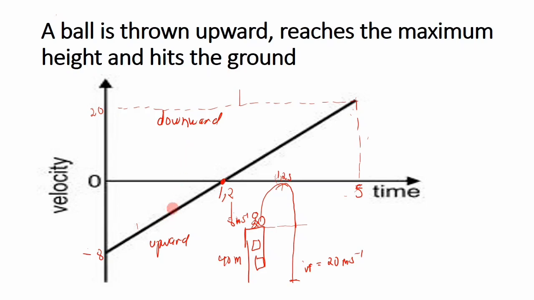You have your V initially, that's -8. You have the V finally, that's 20. And then you have the time taken to reach the maximum height, that's 1.2 seconds. And you have the time it takes for the ball to hit the ground. So this is the time taken for the ball to hit the ground, or the total time of the whole journey.